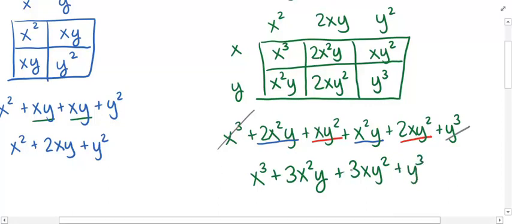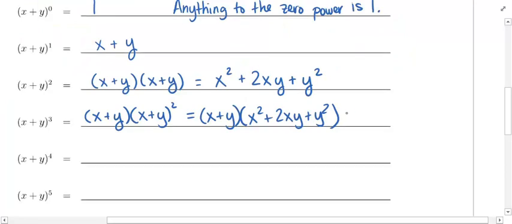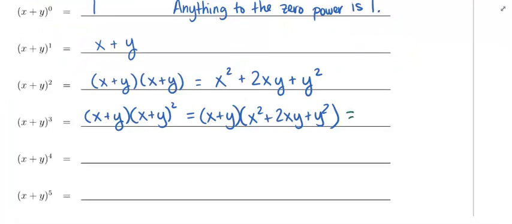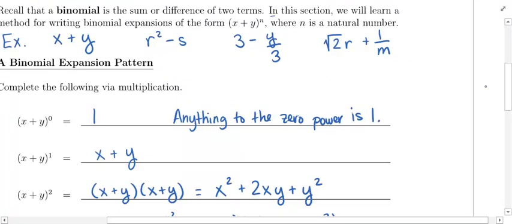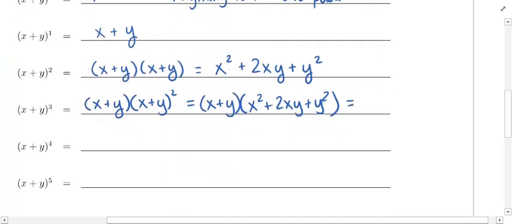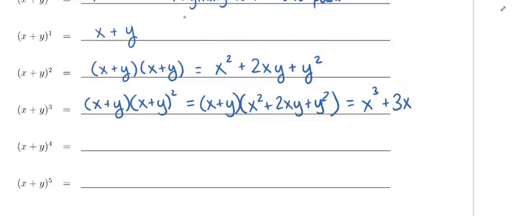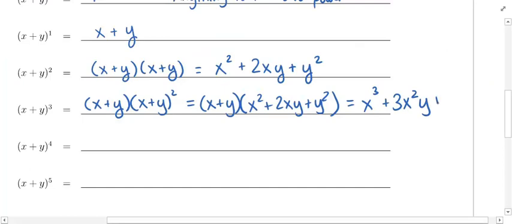So this is my answer if I calculate or distribute the x plus y quantity cubed. I'm going to go write this down. This is going to be equal to x cubed plus 3 times x squared times y plus 3 times x times y squared plus y cubed.